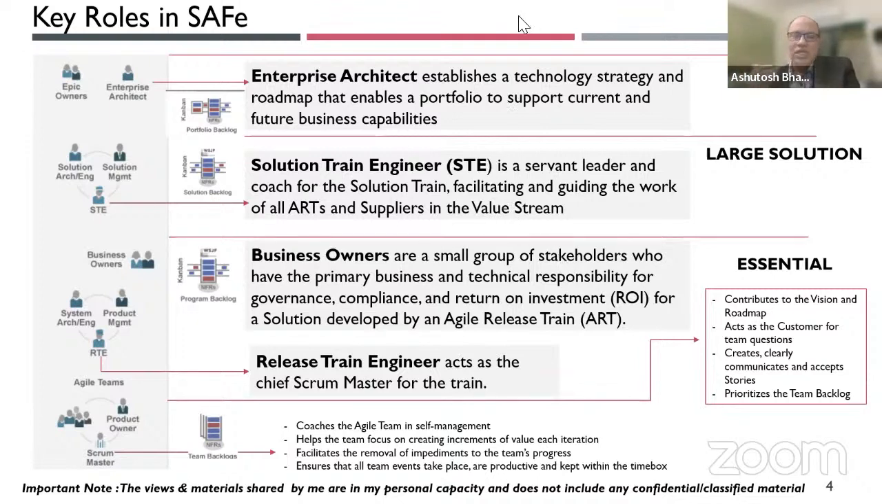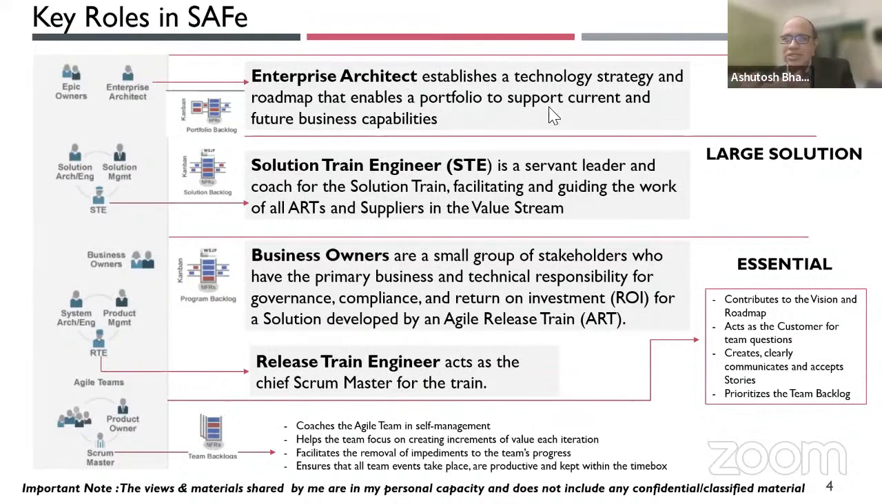And one interesting thing you will find in Scaled Agile Framework is, unlike Scrum, how many roles are there in a Scrum team? Can anyone tell me? If I go by the classic Scrum definition, how many roles exist in a Scrum team? 3 roles, right? The Scrum Master, the PO, and the team.